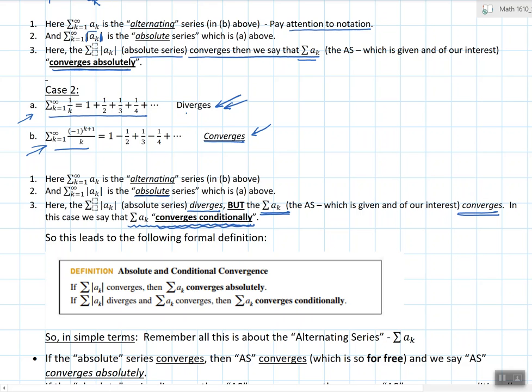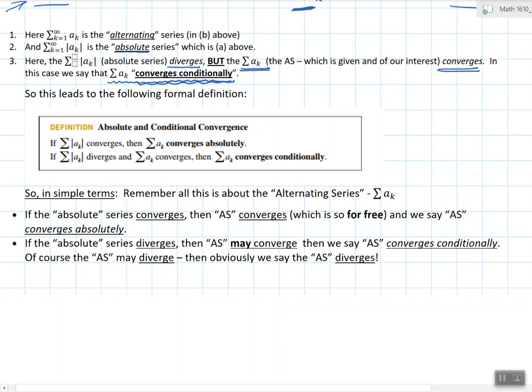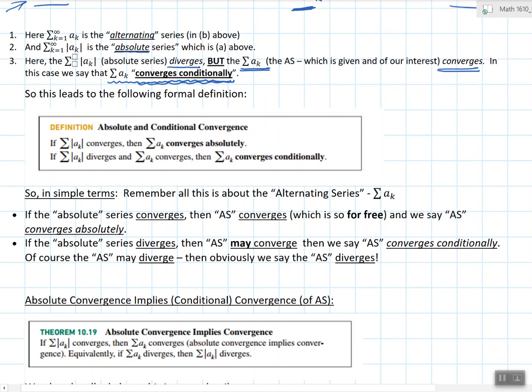Okay, so let me rephrase it. You have an alternating series AK that converges, but the absolute version of it diverges. When that happens, we say that the alternating series converges conditionally. So this leads to the following definition. This is what I've explained, written formally, so you can read that slowly and understand.